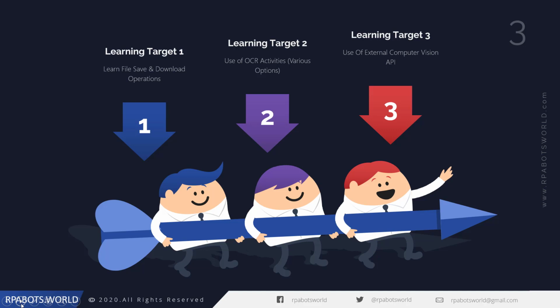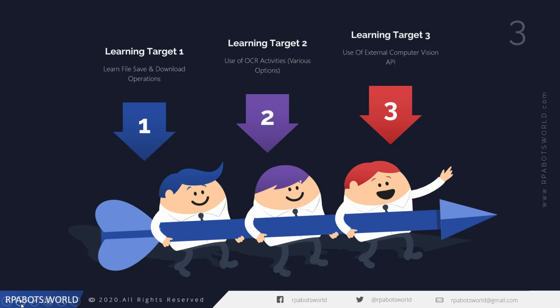Another learning target for this RPA challenge is the use of different OCR activities. Here we have given you the opportunity to try different OCR tools that are available in the market. You can use Microsoft, you can use Google Vision API, you can use ABBYY, you can use Tesseract, you can use Textract, or whatever tool that you like. We wanted to give you a flavor of how you can use an OCR tool to perform such operations while you're learning the RPA tool. That's the second learning target for this RPA challenge.